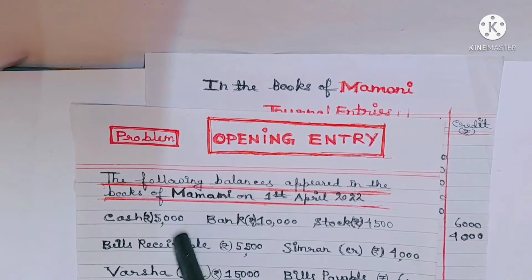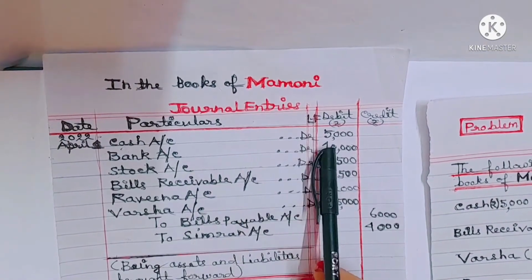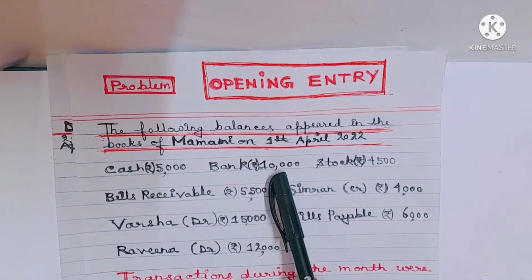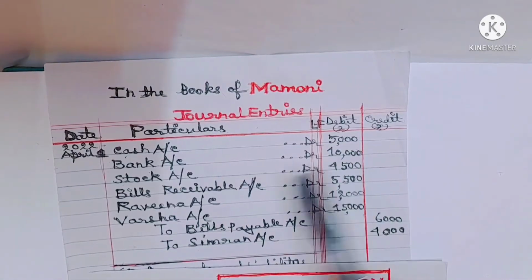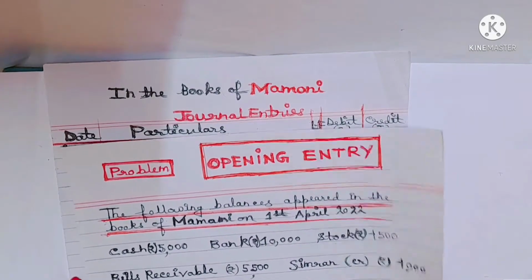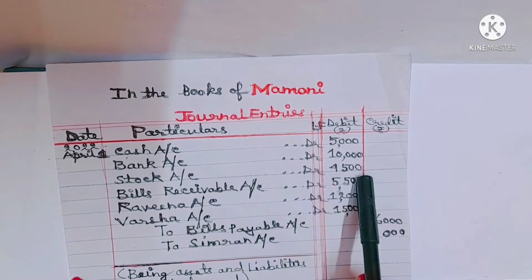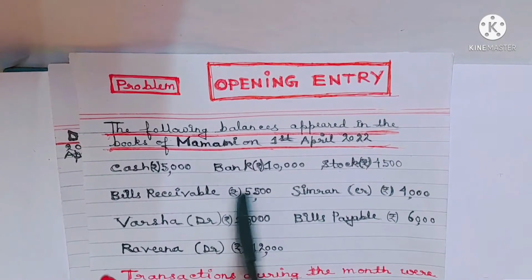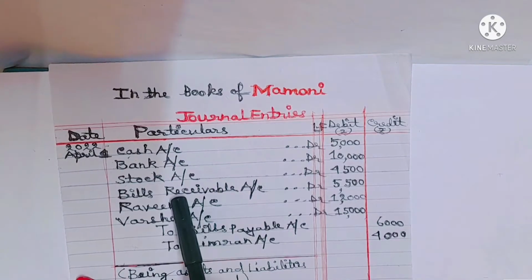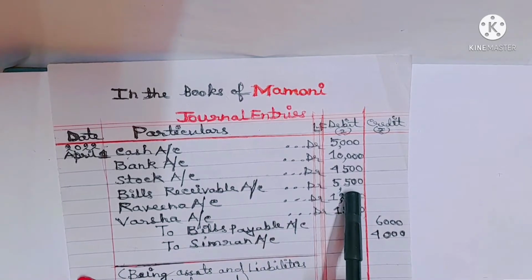See, cash 5,000. So cash is written on the debit side, 5,000. Then see, bank 10,000. Bank is written on the debit side, 10,000. Then see, stock 4,500. Since stock is an asset, it's written on the debit side, 4,500. Then see, bills receivable 5,500. Bills receivable is an asset, so it's written on the debit side, 5,500.